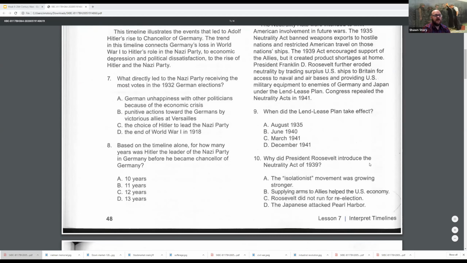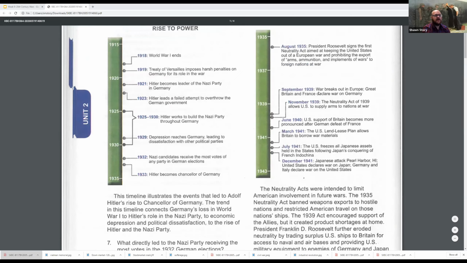Why did President Roosevelt introduce the Neutrality Act in 1939? The isolationist movement was growing stronger. Supplying arms to allies helped the U.S. economy. Roosevelt did not run for re-election. The Japanese attacked Pearl Harbor. So why did President Roosevelt introduce the Neutrality Act in 1939? Let's go back up here to 1939. So war breaks out in Europe, the Great Depression, Germany. How about here, 1935? President Roosevelt signs the first Neutrality Act aimed at keeping the United States out of European war and prohibiting the export of arms, ammunitions, and implements of war to foreign nations at war.